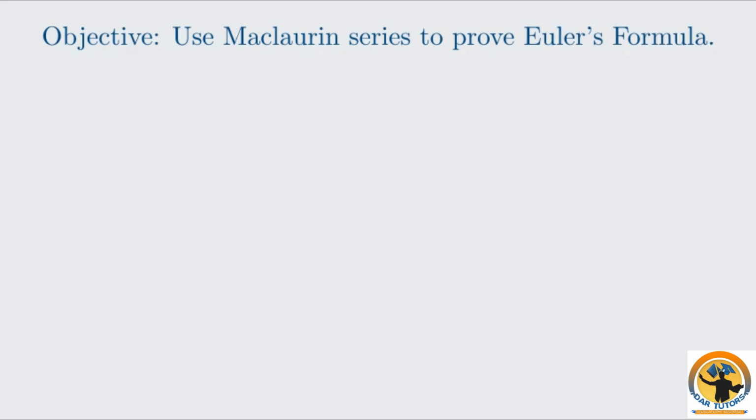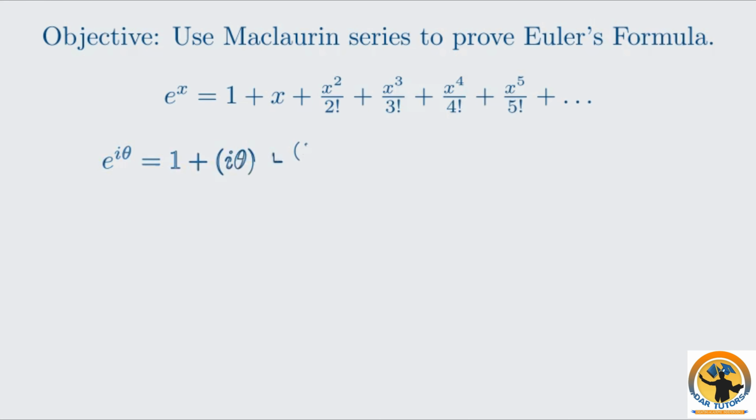We start with the Maclaurin series for e to the x. The series is 1 plus x plus x squared over 2 factorial, and so on. Now, we substitute x equals i theta into this series, where i is the imaginary unit, the square root of -1. This gives us 1 plus i theta plus (i theta) squared over 2 factorial, plus (i theta) cubed over 3 factorial, and so on. Let's simplify the powers of i.